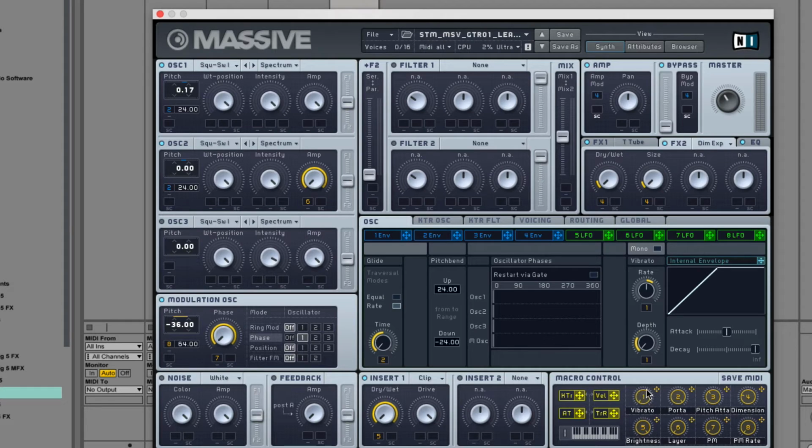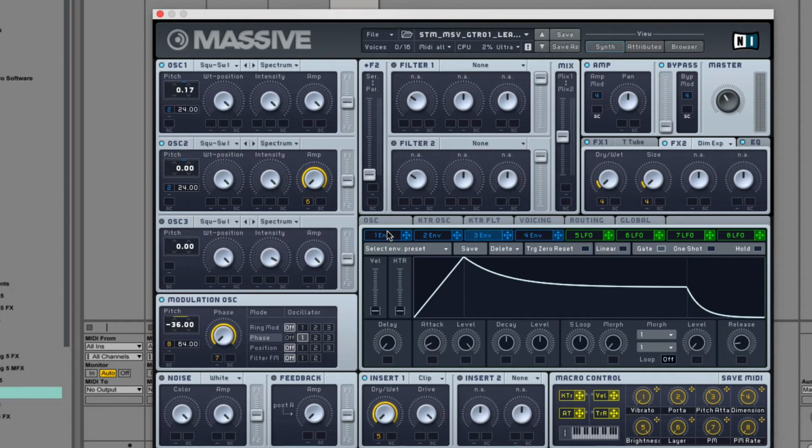We have vibrato for the first macro. I think it's default settings. Portamento for the second macro. The third controls the attack on this pitch envelope. I normally call this whoop.